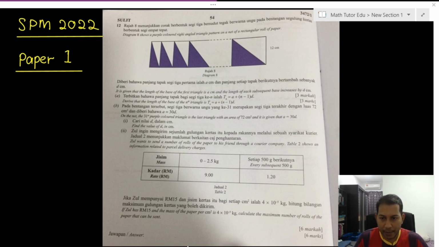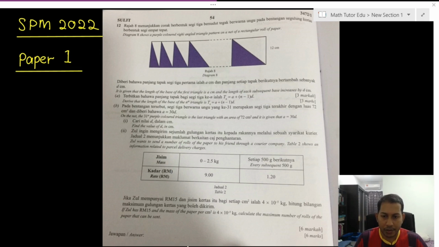For part B, on the net, the 31st purple colored triangle is the last triangle with an area of 72 centimeters square, and it is given that a is equal to 30d. Within question B, you have part 1 where they ask us to find the value of d in centimeter. Continue to read for part 2.